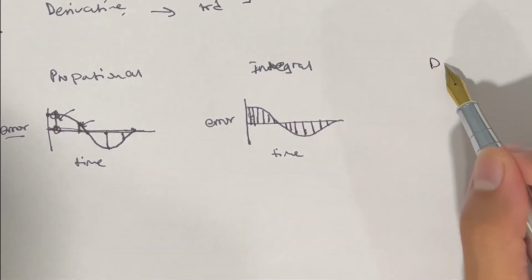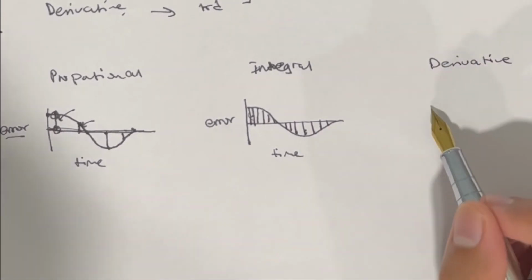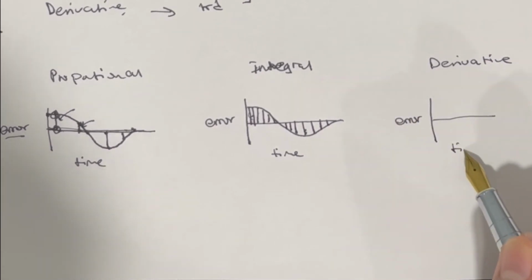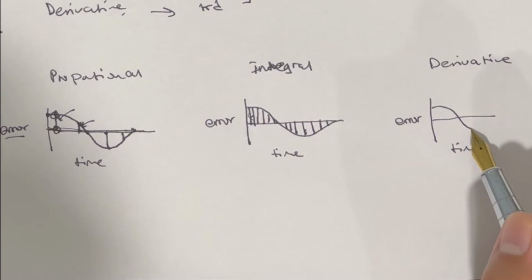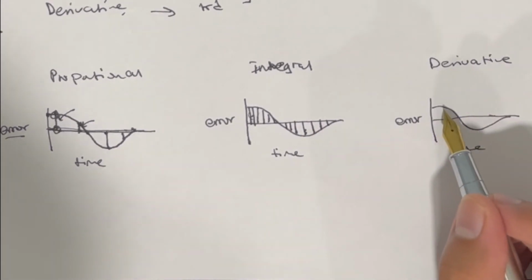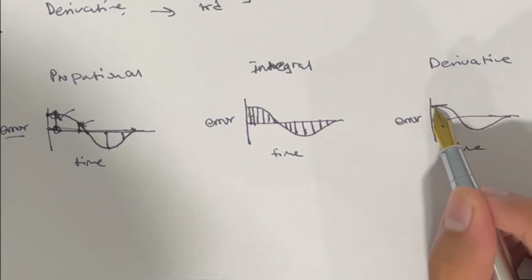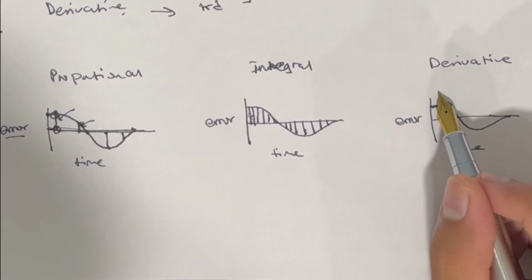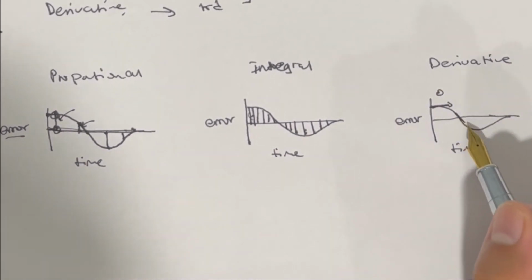And lastly, there's the derivative. And for the derivative, I'm going to do the same thing. I'm going to plot error over time, and I'm going to have the same graph as I had earlier, except this time the derivative measures the change of the error. So here the error change is almost 0 because if I were to draw a line, which is called the slope, it would be 0. Whereas over here, this slope is steeper.